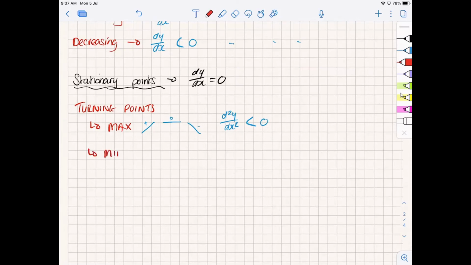Conversely, if we are thinking about a minimum point, we are decreasing just before the point. Then we're at 0 when there's no change, and then we're increasing again. This was a minimum point, and the second derivative there was greater than 0. That was the test. Right, what was the other type of stationary point that we get?